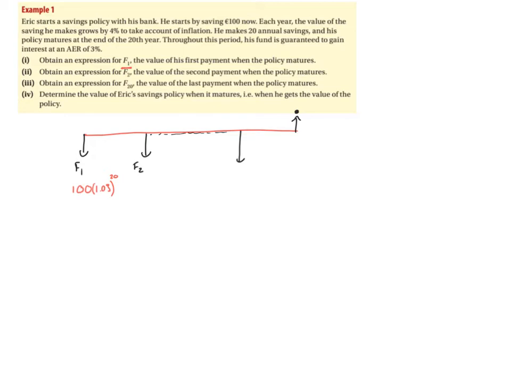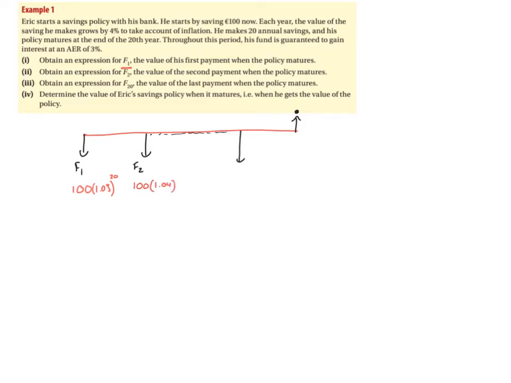F2 now, the value of the second payment. Well, let's just read what it says here. It says he starts by saving 100 now. Okay, so there's the 100. Each year, the value of saving he makes grows by 4%. So he's going to up his payment from 100. He's going to add 4% to that. But he's going to keep doing it every year. Okay, so how do we add 4% to the 100? That's easy. So we've got 100. If we multiply that by 1.04, that's adding 4% to that.